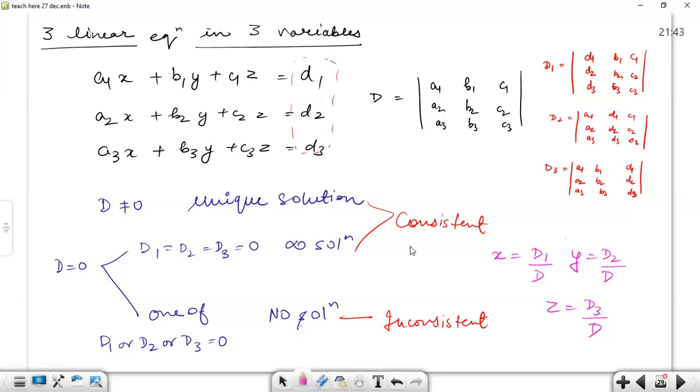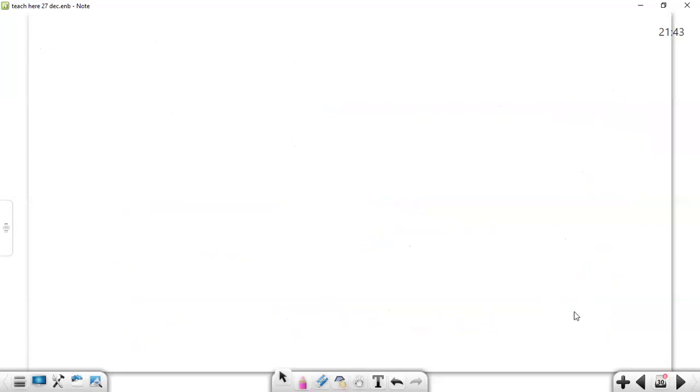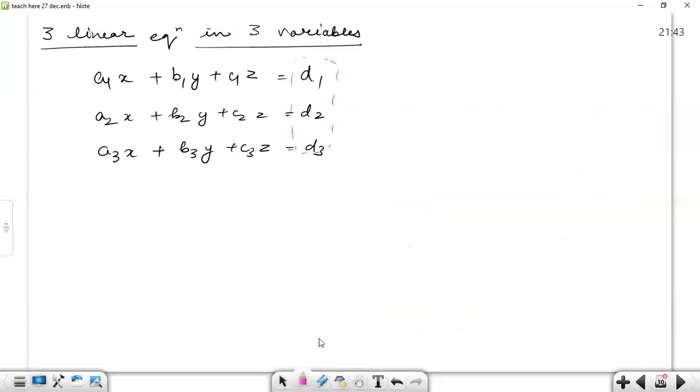Okay, so this is one method using determinants. There's another method using matrices. We are also able to find out the value of x, y, and z. Let's discuss that. So now this time, instead of making determinants, we will be multiplying some matrices.